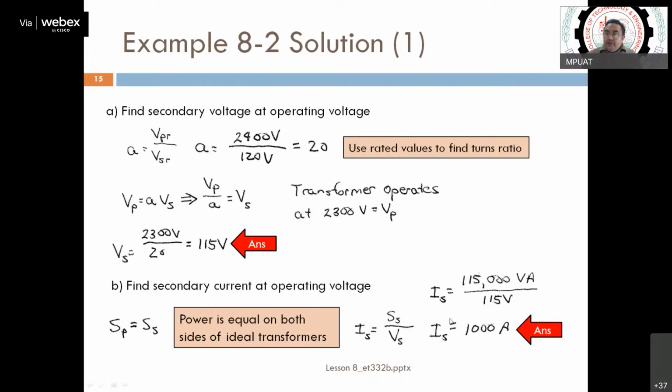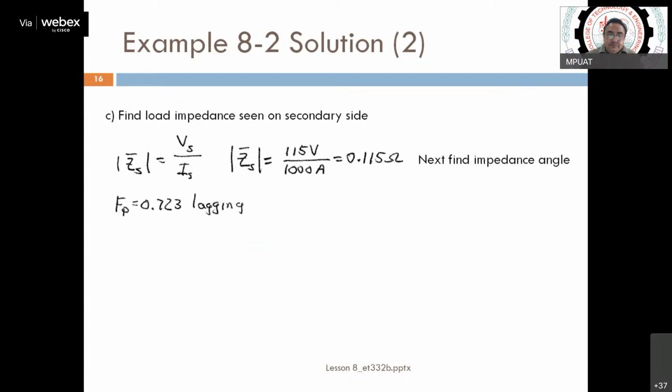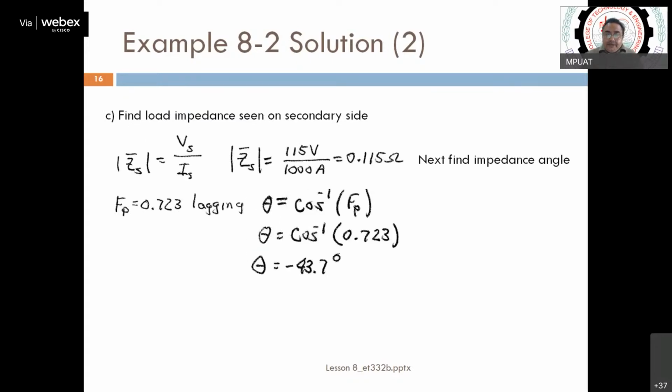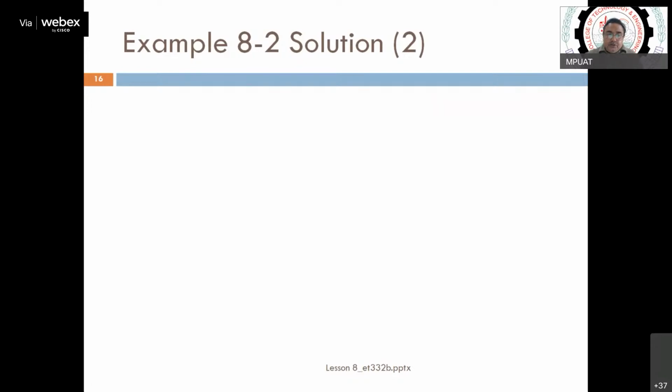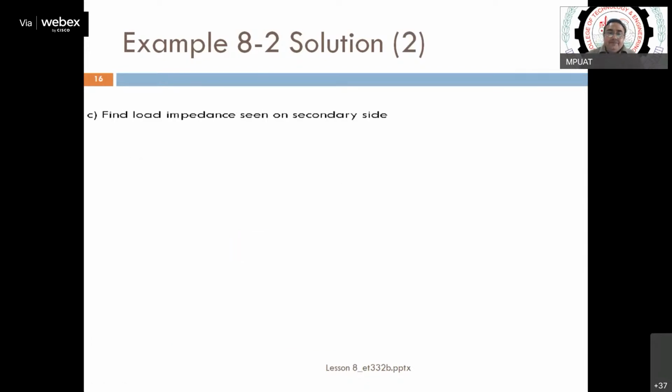So secondary current comes out to be 1000 ampere. Now, in an ideal transformer, the input power is equal to the output power. Secondary power is equal to primary power, or primary power is equal to secondary power. The same concept will be utilized here. Since secondary current has also been asked, you can find out the primary current also in a similar way.